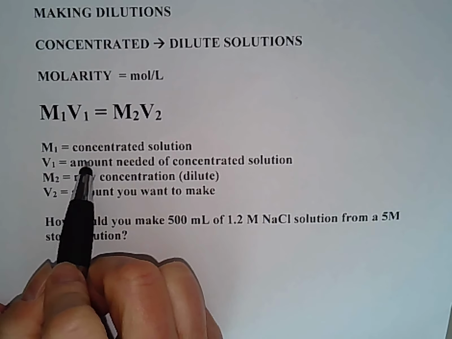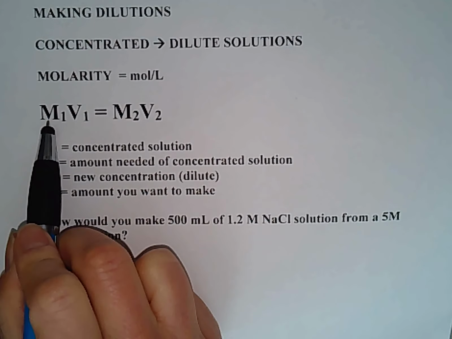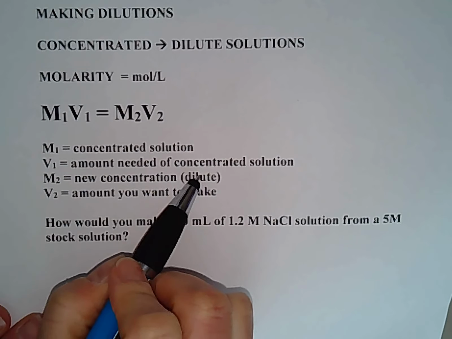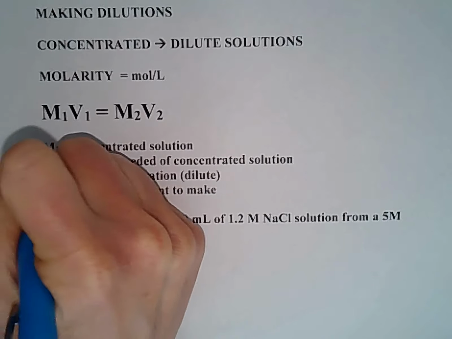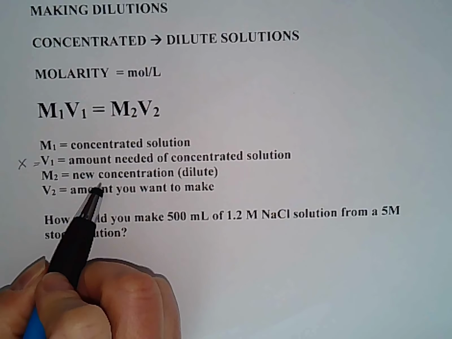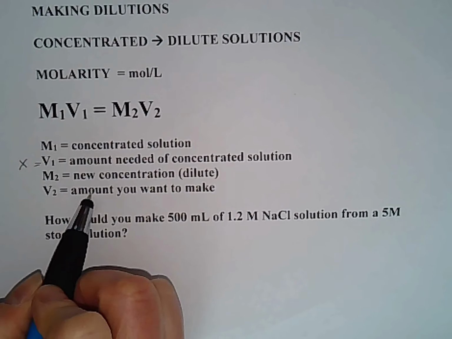M1 is going to be the concentrated solution, so that's going to be the concentration of that. V1 is the amount needed of the concentrated solution. Generally speaking, that's going to be your X in this kind of problem. You have a new concentration, dilute, and how much you want to make.